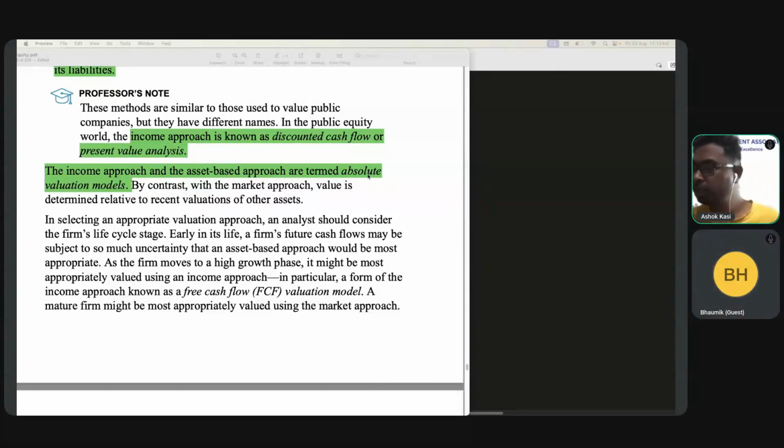Can you understand this line? Why are they calling it absolute? Because you are not comparing with other competitors. It's not relative, it's not in relation to something.